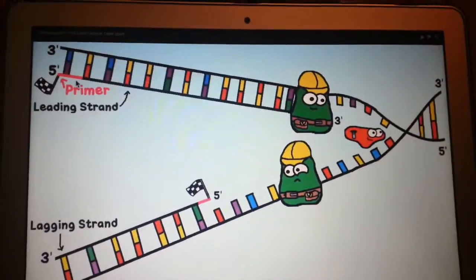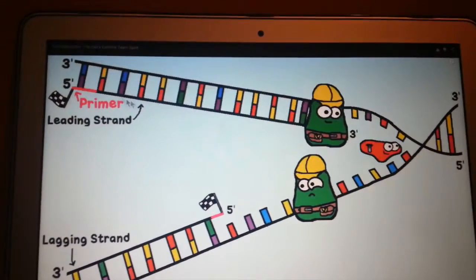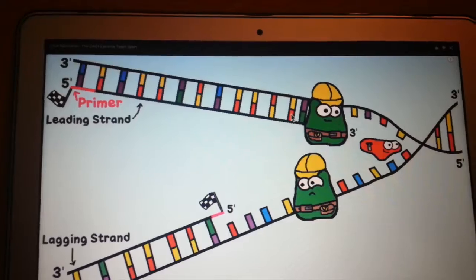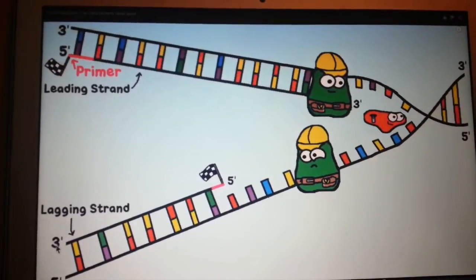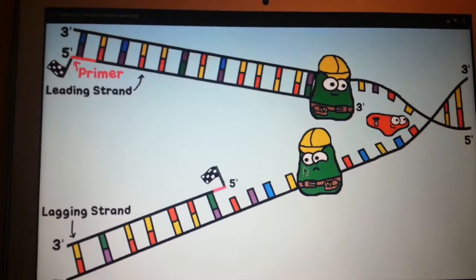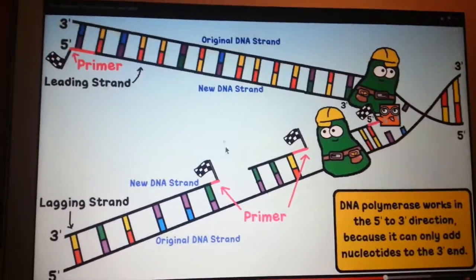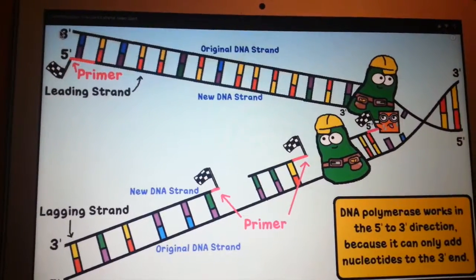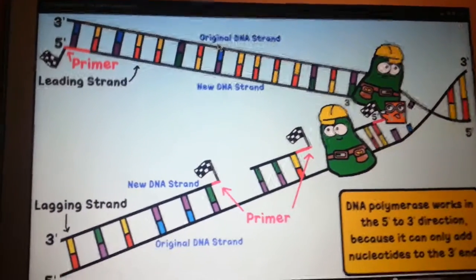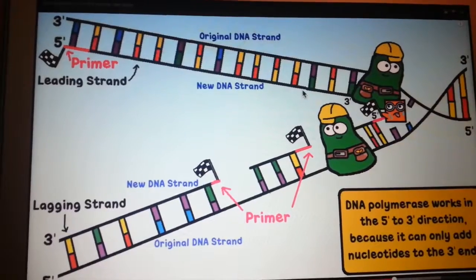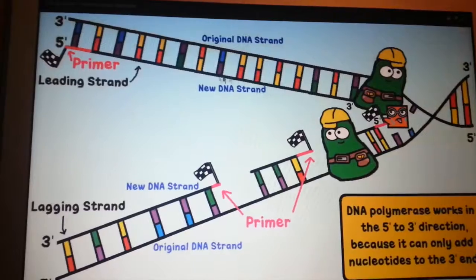So if we look at this right here, this is the leading strand, because it starts with the 5', and then the primer was there, and this is DNA polymerase connecting. But then down here is the lagging strand, because it starts with the 3', and so the DNA polymerase can't really work on the lagging strand. And the top strand up here is the original strand, or the template strand. And then down here, the one that DNA polymerase is adding on, is the new strand.